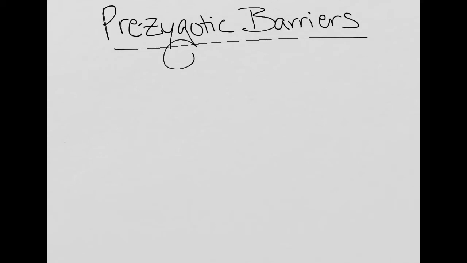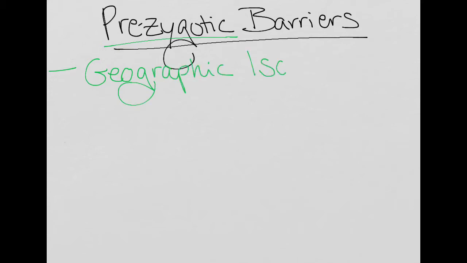Okay, so pre-zygotic barriers are barriers that are going to exist before a zygote happens between two different organisms. So these are things that prevent organisms from mating. The first type of isolation you can have is geographic isolation. This type of isolation occurs when two different groups of organisms are separated physically. One is on one side of the canyon, the other is on the other side of the canyon. One is in America, the other's in Europe. And if you can't get to each other, you are geographically isolated.